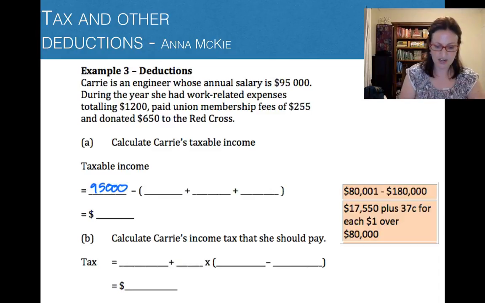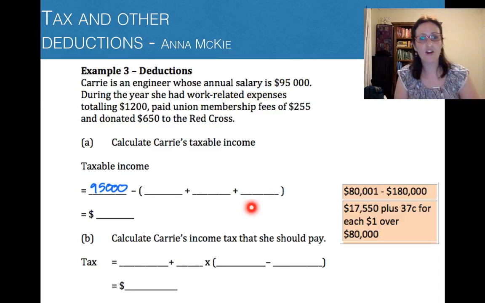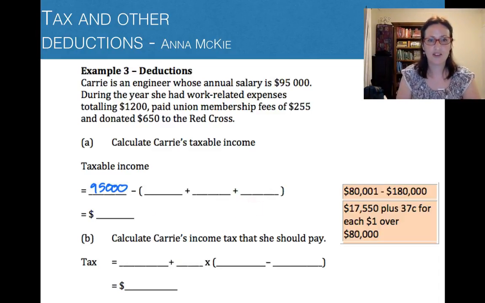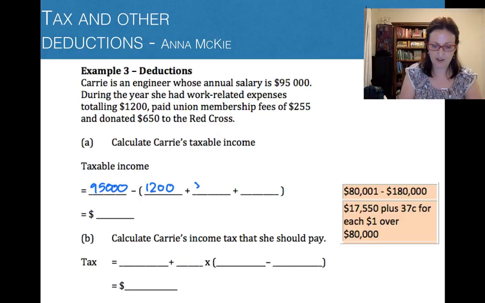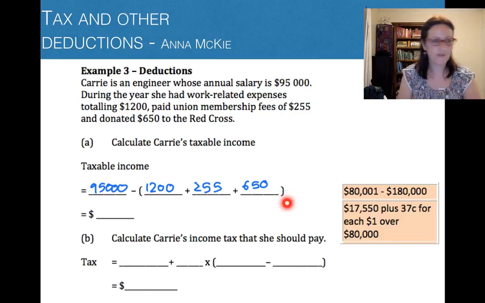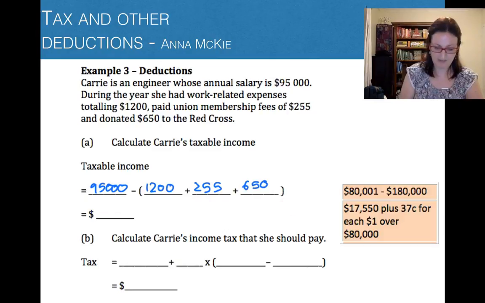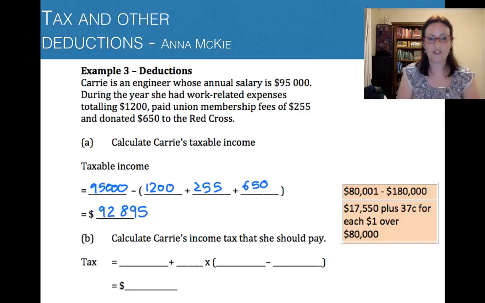And we're going to subtract off the sum of all of those expenses. So we've got 3 expenses here. Let's write them in the gaps. $1,200, $255, $650. Now, using your calculators, type all of that in using your brackets. I'll give you a chance to do that. And your answer would be $92,895. So that's her taxable income.